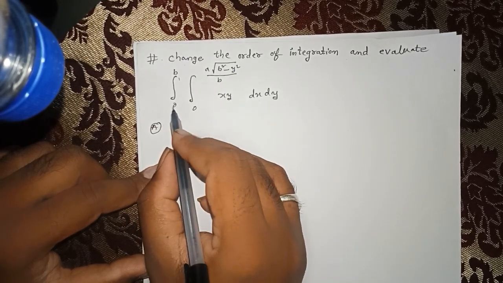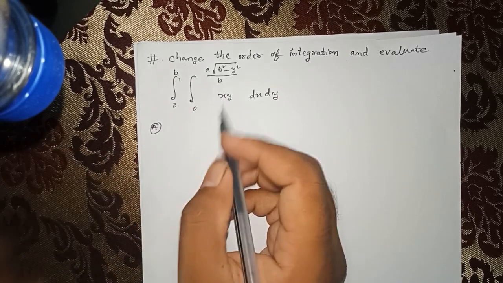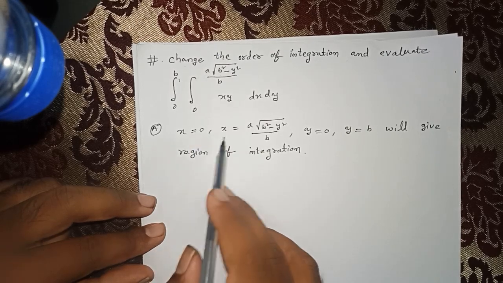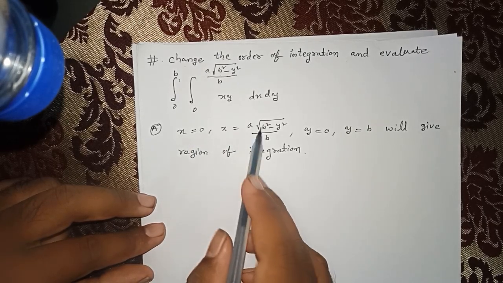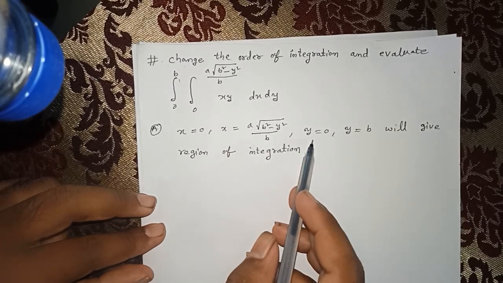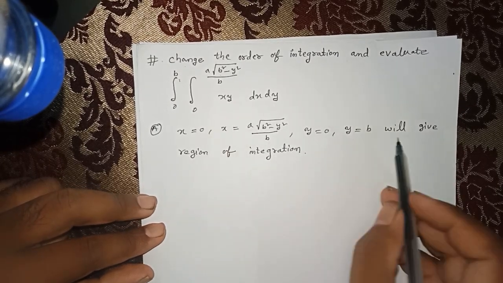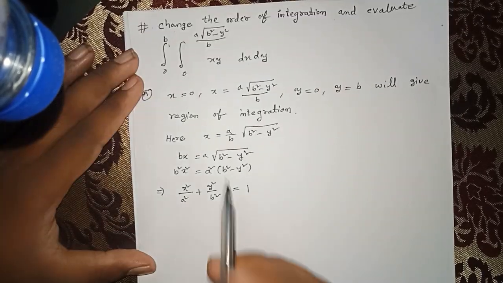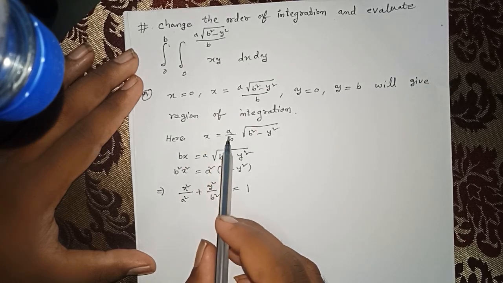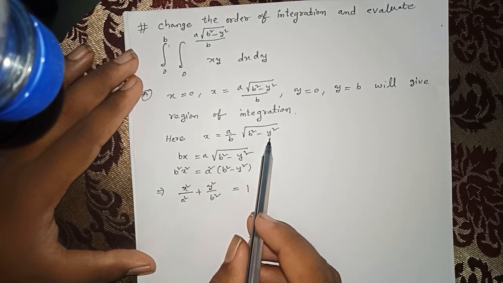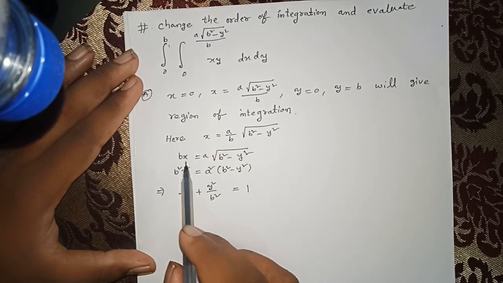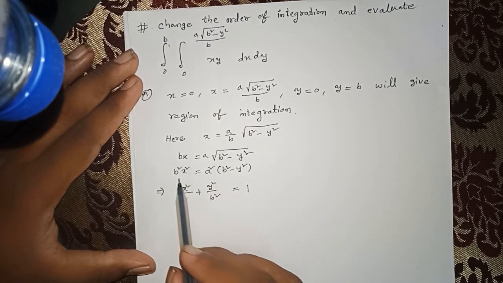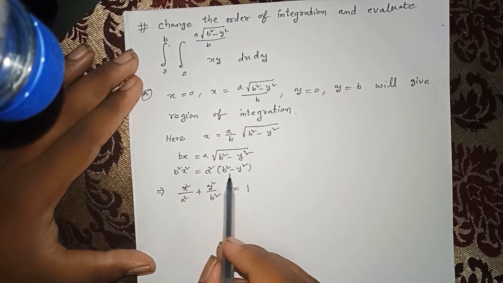Therefore, y is equal to 0 and y is equal to b. So x equal to 0, x equal to a root of b square minus y square by b, y equal to 0, y equal to b will give the region of integration. Now, x equal to a by b root of b square minus y square gives bx equal to a into root of b square minus y square, so b square x square is equal to a square into b square minus y square.